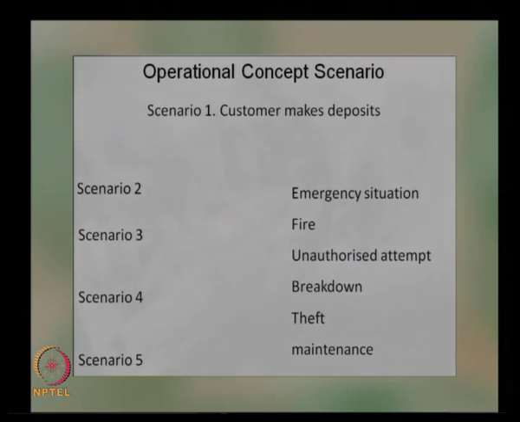So what are the requirements to be provided in the ATM machine or the external systems which interact with the ATM machine in order to face an emergency situation, or a fire in the system, or an unauthorized attempt by someone to take cash or to loot the ATM? What should the ATM machine do, or how should the software or the external systems react to such a situation? So that can be another scenario.